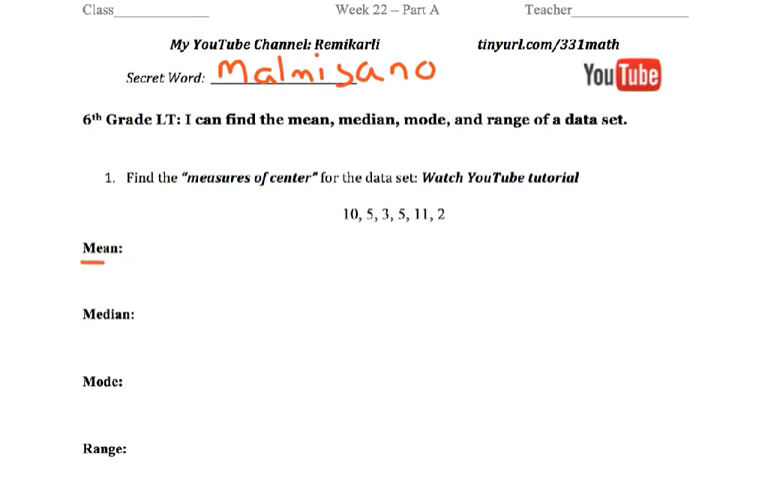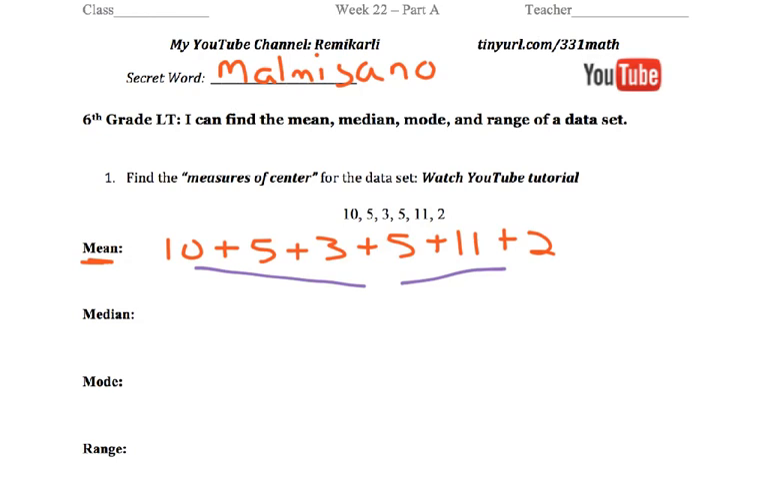So the mean is also known as the average, and it's what you get when you add up all the numbers in your data set and then divide. So what we would have to do is figure out 10 plus 5 plus 3 plus 5 plus 11 plus 2. And when I add up all of those numbers, they add up to 36.